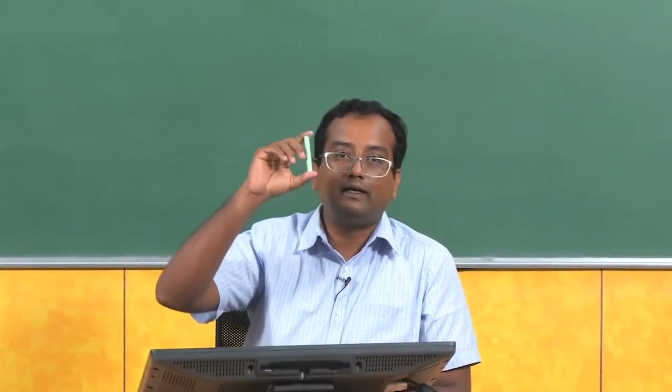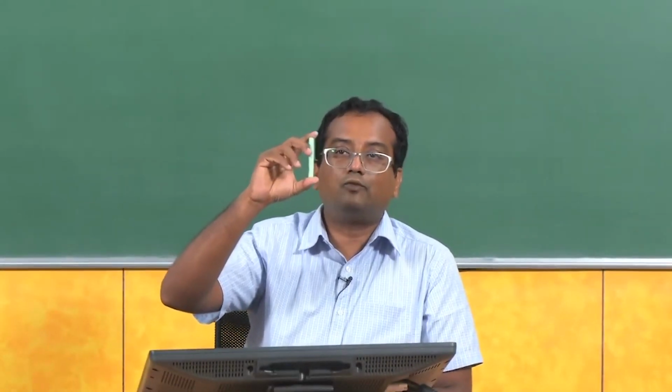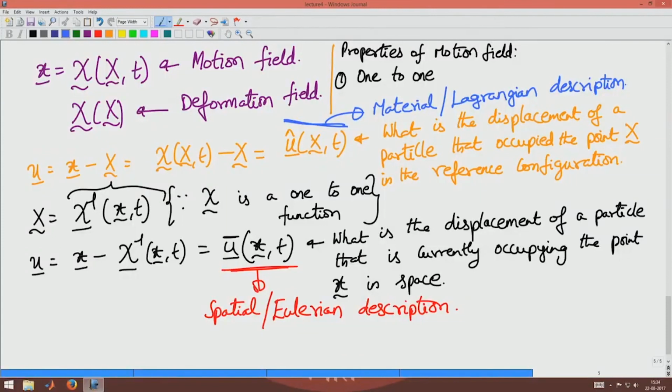That is, you focus on a point and you look at what is the displacement of the particle that is currently occupying that point. On the other hand, in a material description, you focus on all the particles that are contained in this chalk piece and then you follow the chalk piece as it gets displaced. So, that is the difference. Now, typically in solid mechanics, you use a material description. This is followed in solid mechanics.